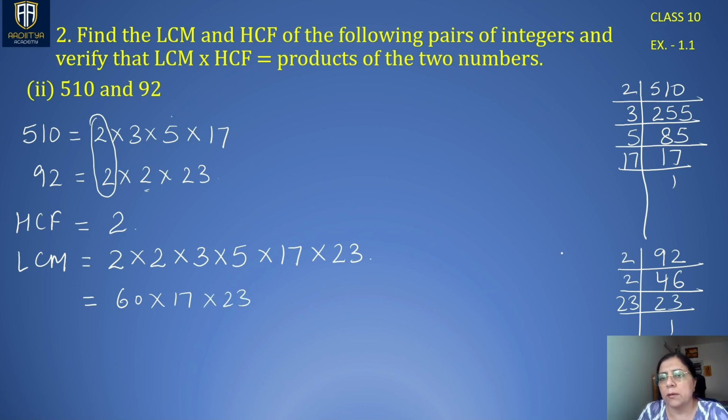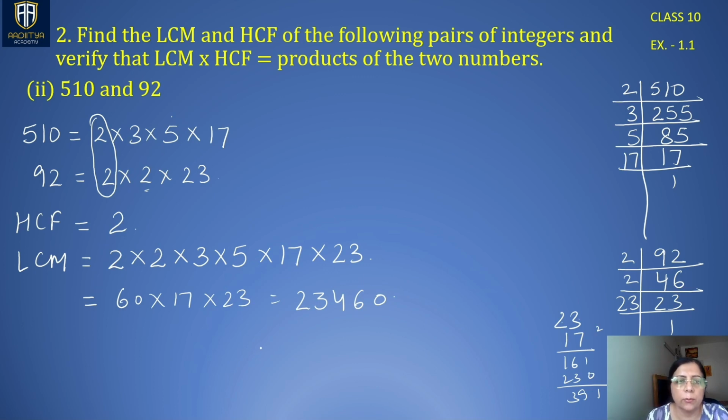So we take the product here, 23 times 17. 7 3s are 21, 2, 14 and 2, 23. 391 and 391 multiplied by 60. 6 1s are 6, 6 9s are 54, 5, 18 and 5. This becomes 23460. Right? This is our LCM of these two numbers. So we have found HCF and LCM.